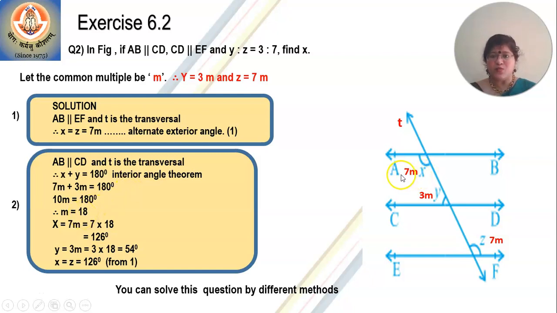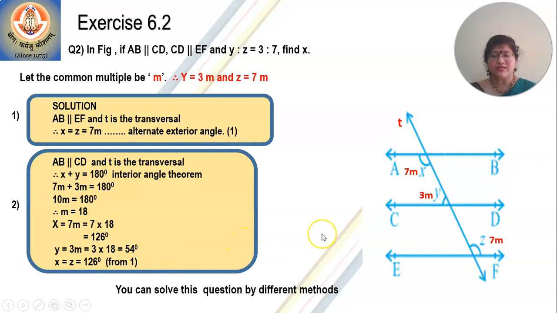Now if M is 18, what will be 7M? 7 into 18, that is 126. So X is 126 degrees. Now if X is 126 degrees, what will be Y? It will be 180 minus 126. So you get the value of Y as 54. Now Y is 54, X is 126. Will X be equal to Z from this statement? So Z will also be 126 degrees.